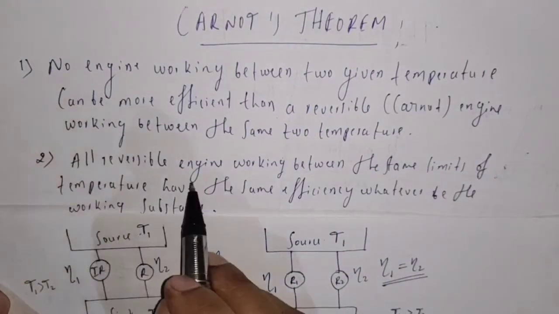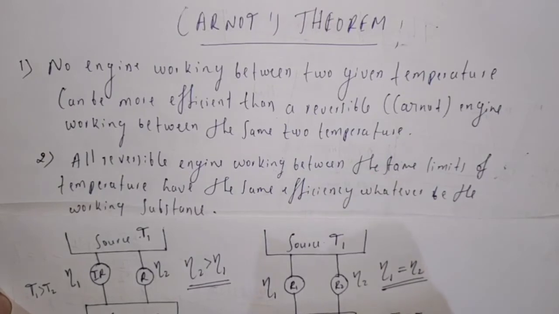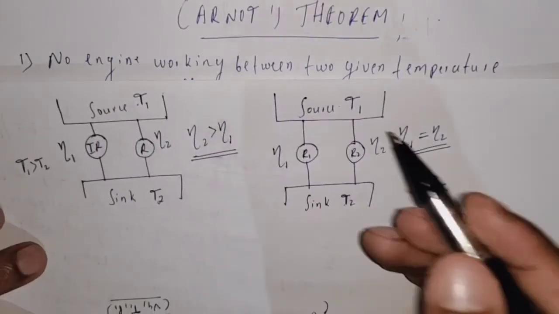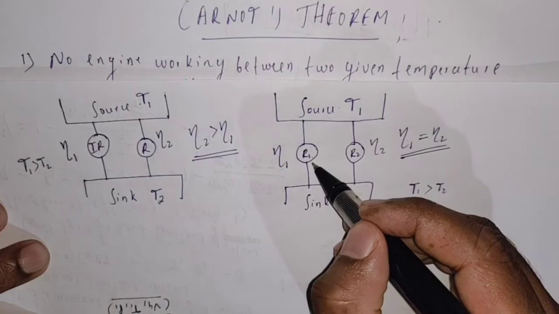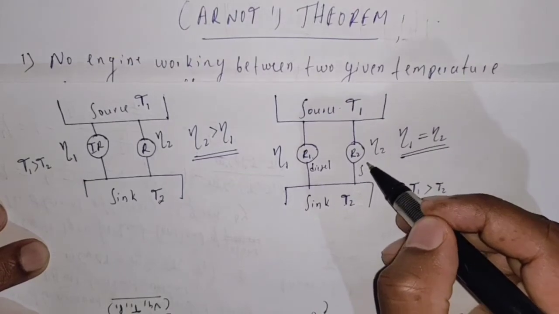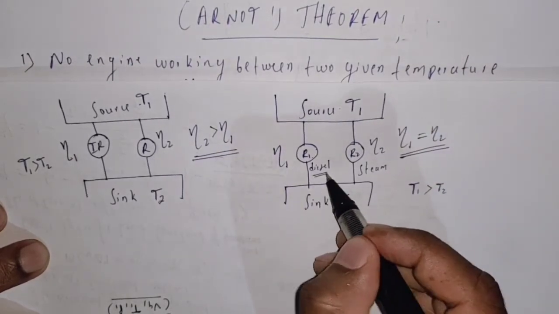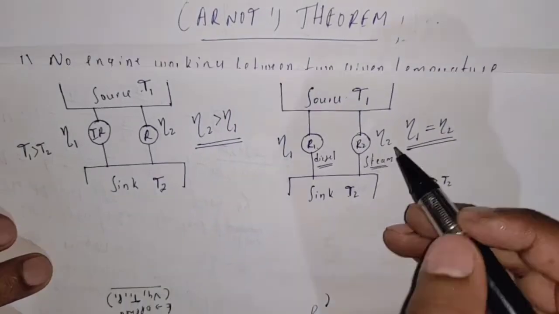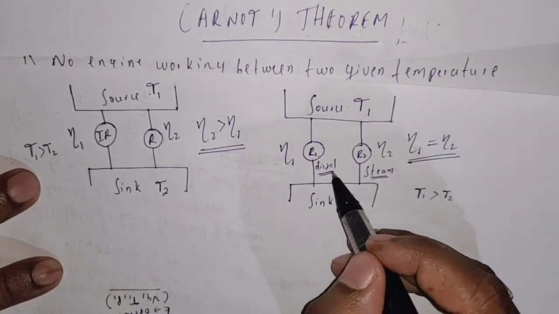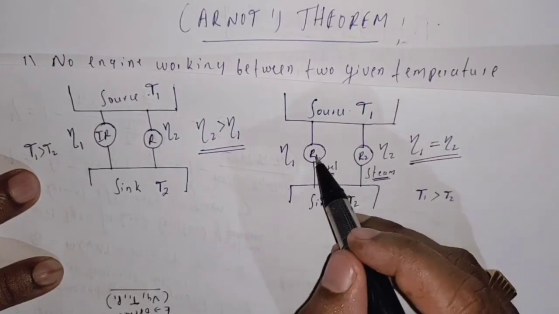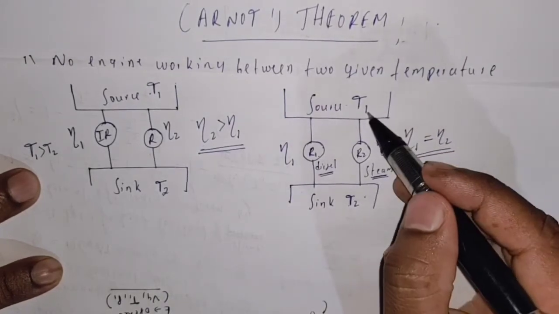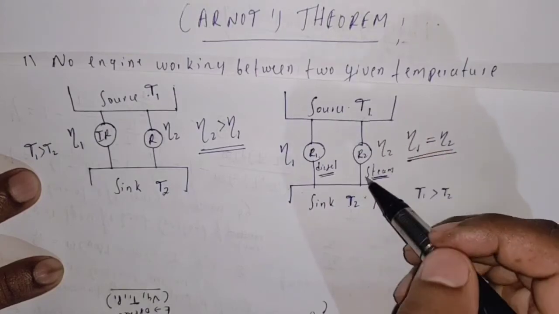That is, all reversible heat engines working between the same two temperatures have the same efficiency, whatever may be the working substance. Let us suppose heat engine R1 is working with diesel, and R2 is working with steam. The working substance is different for both reversible engines. The efficiency of both reversible heat engines is the same, even though the working substance is different. It does not depend on the working substance, it only depends on the temperature. This is the second statement of Carnot's theorem.